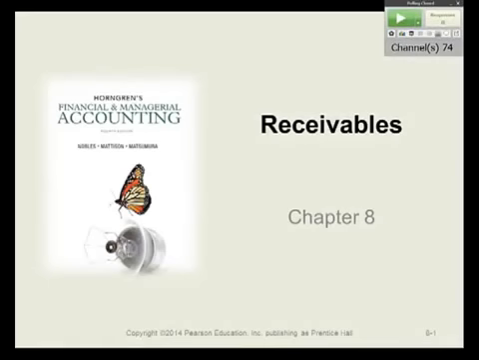We've got Chapter 8, and Chapter 8 is going to deal with, as you can see, receivables. If you haven't noticed, we're going down the balance sheet. So we looked at cash, inventories, and now we're going to look at receivables.